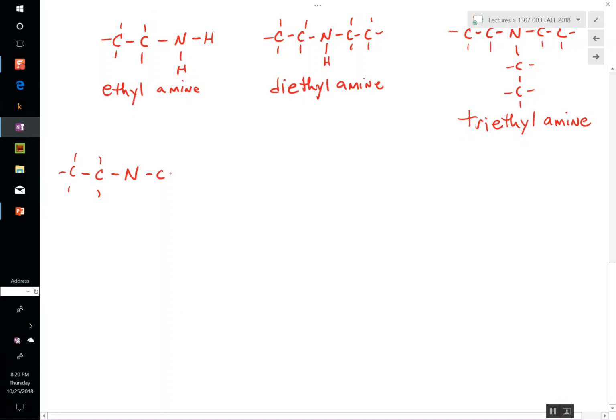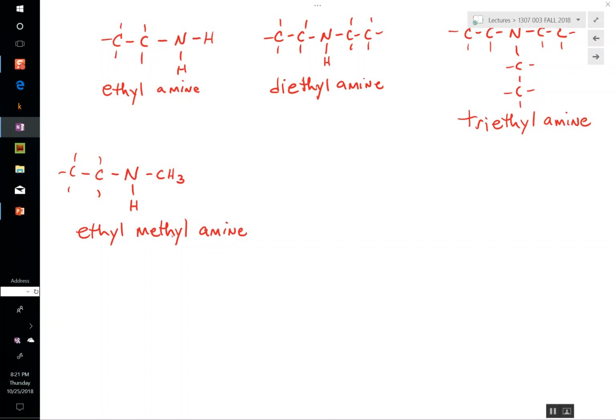But let's say we had an amine where we had an ethyl group and we had a methyl group, and that's all we had on there. Then it would be ethylmethylamine. I'm naming one ethyl, I'm naming one methyl. There needs to be 3 things around there. And so I put a hydrogen on there and I got ethylmethylamine.